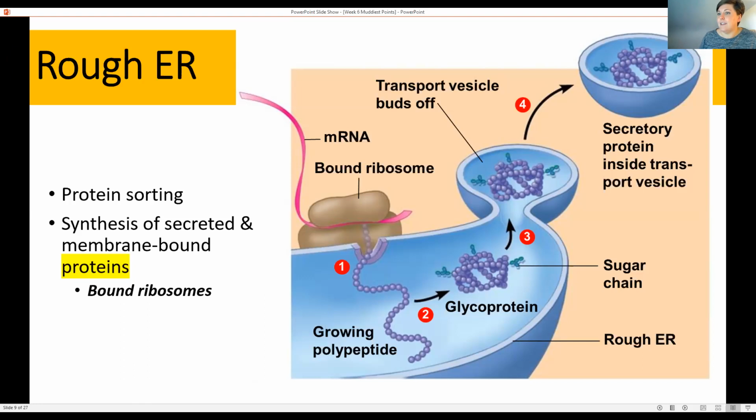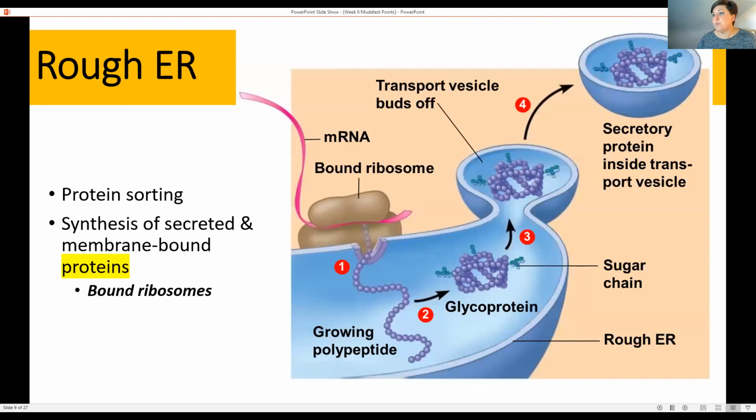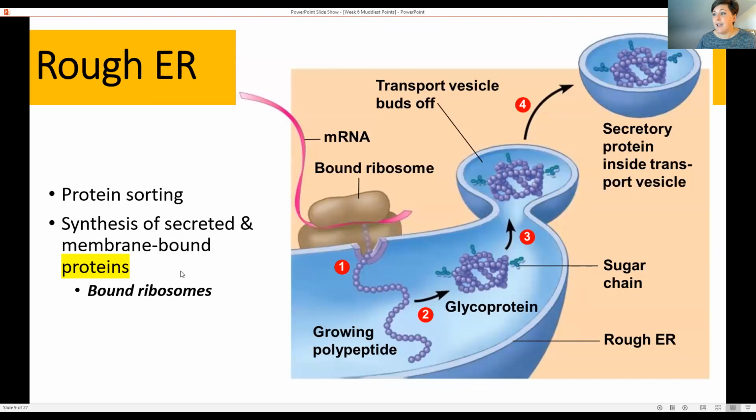Most specifically, it helps to create proteins that either leave the cell or become a part of the membrane, because these ribosomes that make the rough ER rough make proteins that end up wrapped in the membrane from the ER. So we'll talk about this more when we talk about transcription and translation. But this is very, very important because you have two types of ribosomes. You have ribosomes that are called free ribosomes that hang out in the cytoplasm.